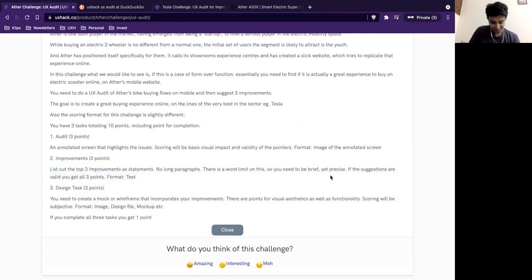Interesting. Basically, I had these questions. How would the grading happen? Because like you said, improvements, 3 points. Yeah. So everybody will be suggesting 3 pointers for improvements.